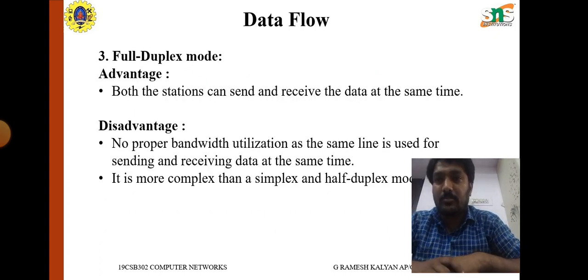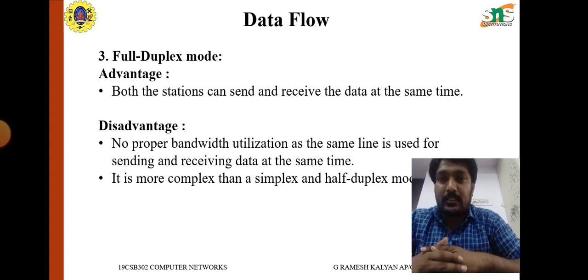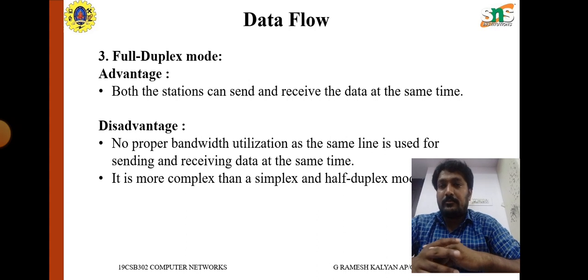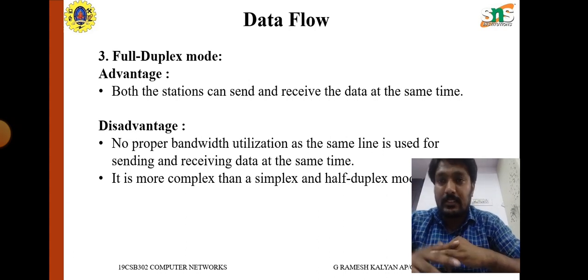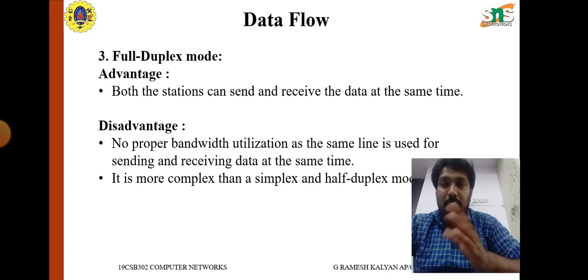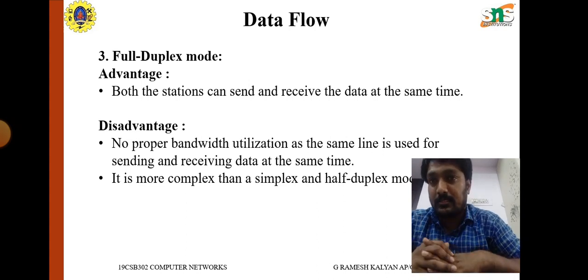The advantage of full duplex mode is that both stations can send and receive data at the same time. And of course, every mode has a disadvantage. The disadvantage is no proper bandwidth utilization, as the same line is used for sending and receiving data at the same time. So bandwidth utilization is a big question mark in this process.